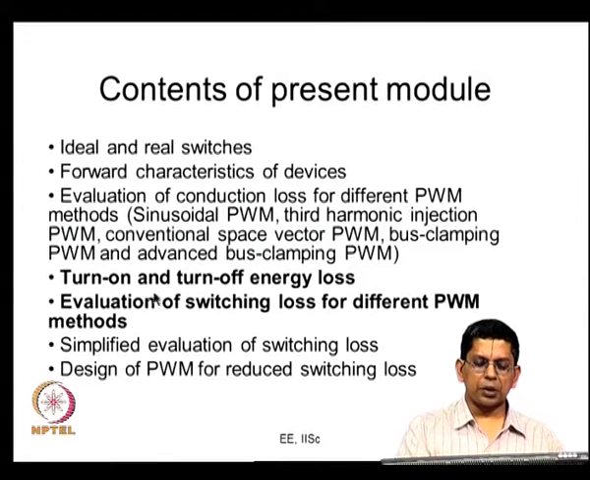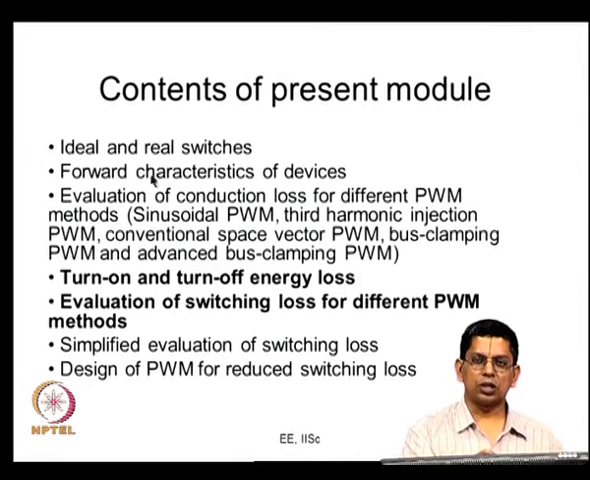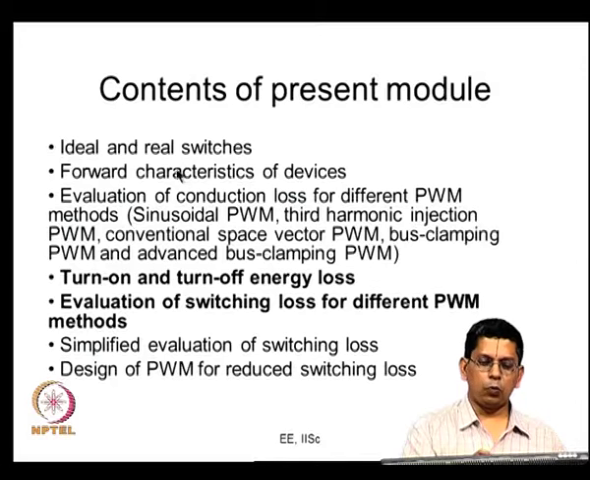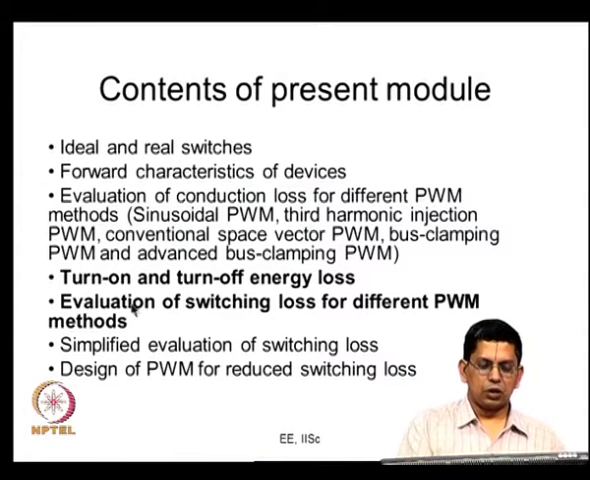Today our focus will be on the turn on and the turn off energy loss, because these real switches take a finite amount of time to turn on and turn off. Before the voltage falls down to 0, the current builds up, and therefore, there is a considerable amount of power dissipation during the turn on transition. The story is similar during the turn off transition. So, we would look at that energy lost in turn on and turn off.